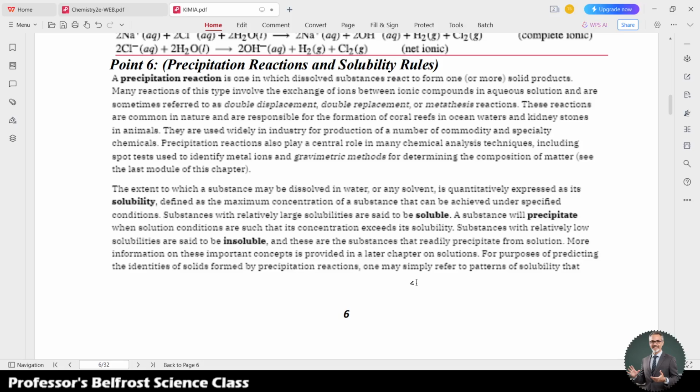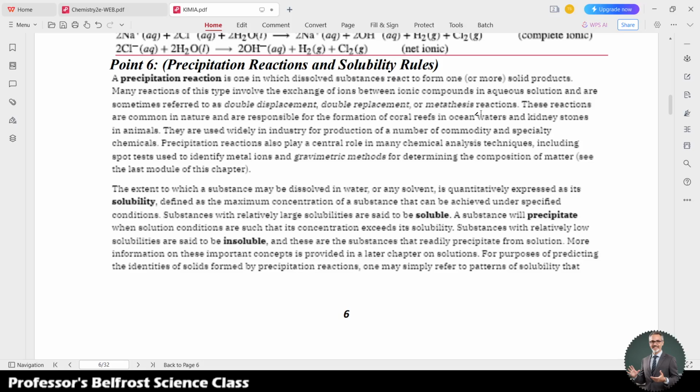Now, point 6 is another reaction. Before we dealt with ionic reactions, now we deal with precipitation reactions. What is a precipitation reaction? A precipitation reaction is one in which dissolved substances react to form one or more solid products. It involves the exchange of ions between ionic compounds in aqueous solution, and is sometimes referred to as double displacement, double replacement, or even metathesis reactions. These reactions are common in nature, and also widely used in industry. Precipitation reactions also play a central role in many chemical analysis techniques.